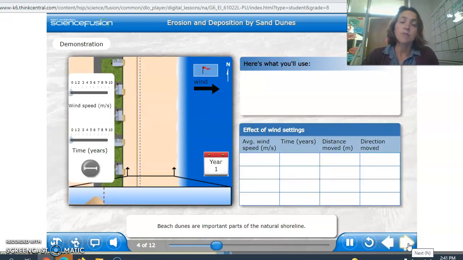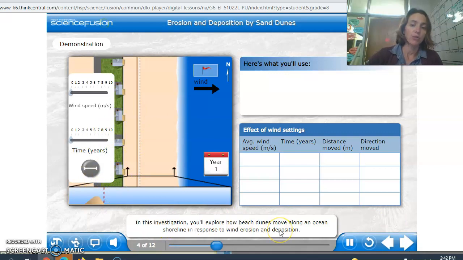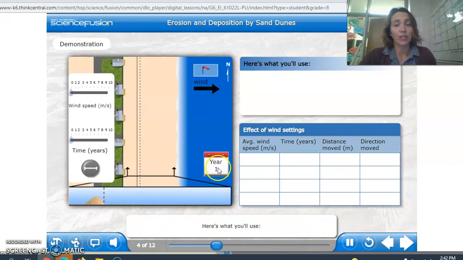All right, so now we're going to demonstrate this and explore how wind affects sand dunes. And here is what you'll use. We are going to use this virtual lab. Talks a little bit here about dunes, their function. We're going to explore them and how they move in response to erosion and deposition by the wind.